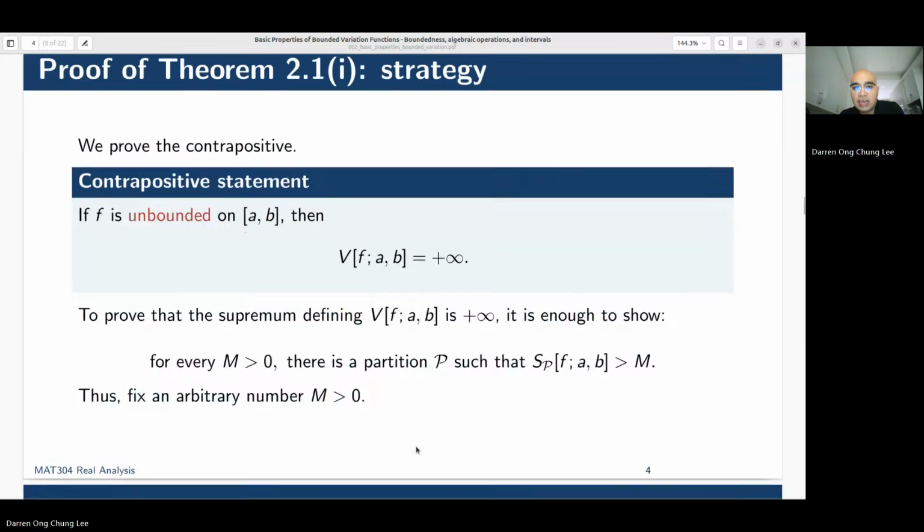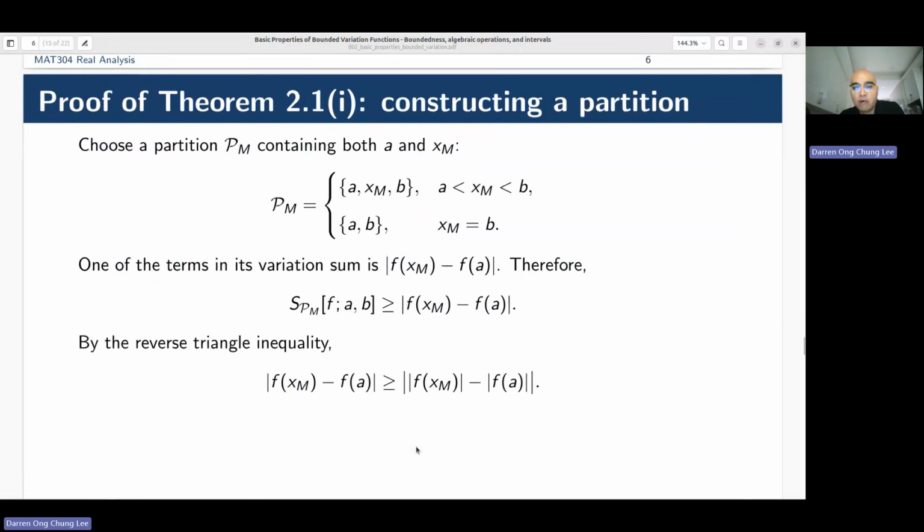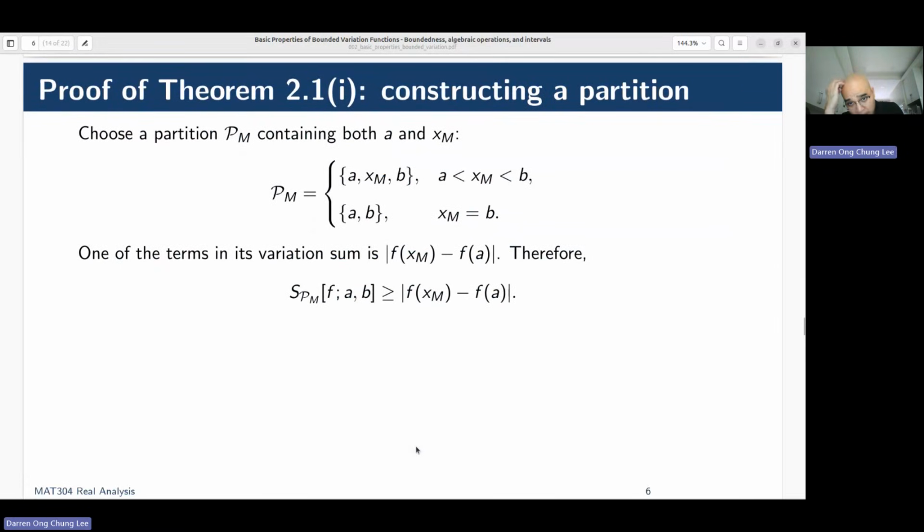So when we end up calculating our S_P for this partition, one of the terms is f(x_m) minus f(a), because a and x_m are consecutive points in your partition. So the sum is going to be the distance |f(x_m) - f(a)| plus |f(b) - f(x_m)| for the first case. For the second case, it's just going to be |f(x_m) - f(a)|. In any case, the sum is going to be bigger or equal to |f(x_m) - f(a)|.